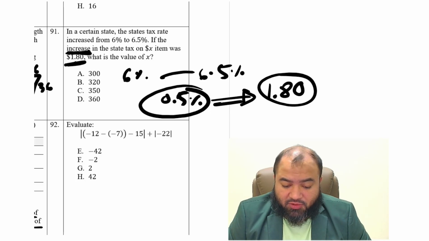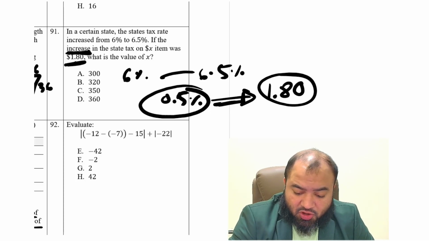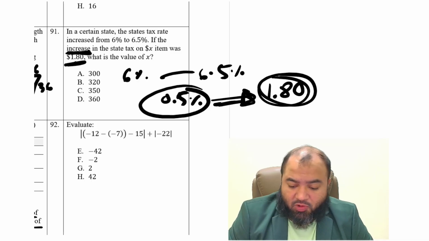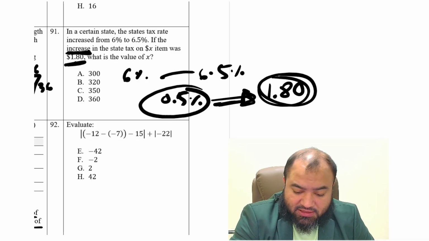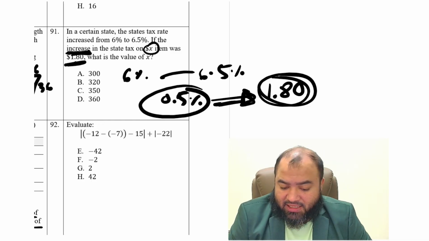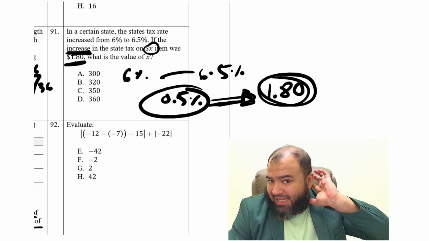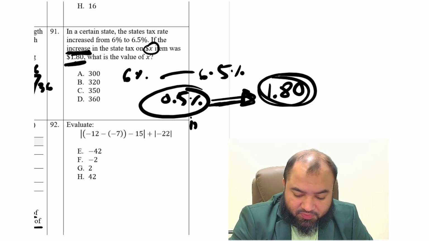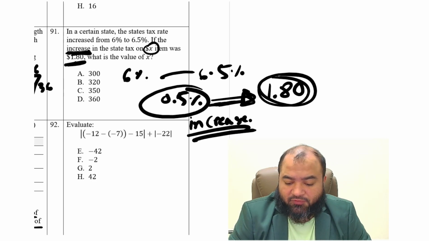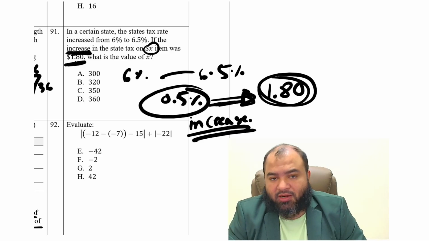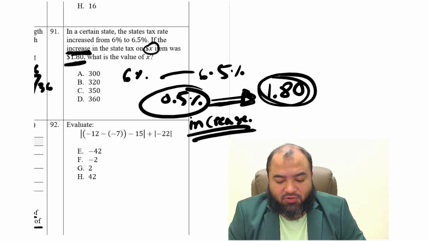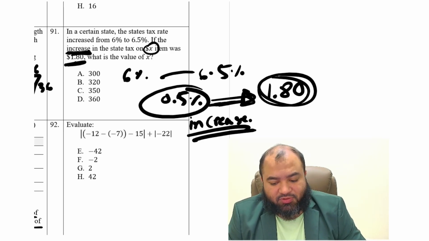So this one, what you see is that 0.5% and 180. So when they said if the increase in the state tax on X dollar item was 180, okay, so 0.5% is the 180. That's the increase. So 0.5% is the 180. So they're not telling you find 0.5% of 180. They're saying 0.5% is the 180.